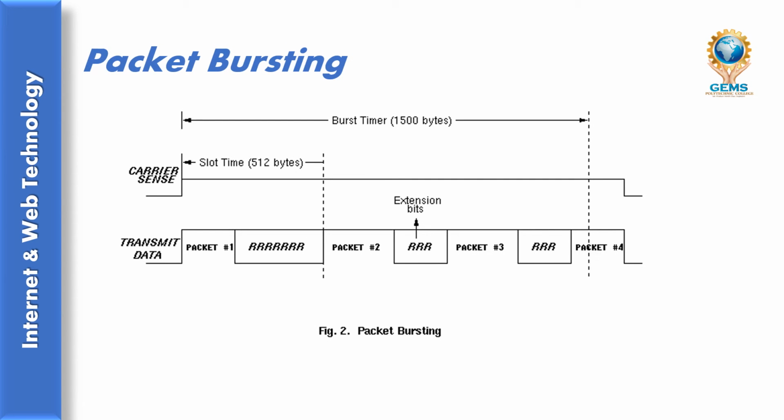This image shows how the packet burst is working. So there is a carrier sense. The slot time is 512 bytes, and it transmits data packet 1, there is data, and packet 2 there is data, packet 3 also, and packet 4 and so on. This image shows how packet bursting is working.